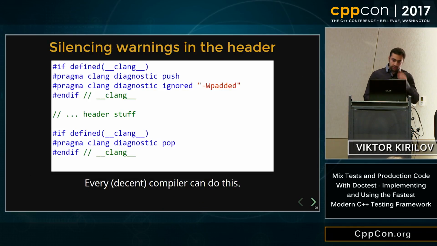So the Doctest header originally produced some warnings, like some internal structure is padded. And that's not a bad warning, it's a diagnostic message. And I still wanted to silence these from the header. So each decent compiler nowadays supports a diagnostic stack to which you can push, say that you ignore something, and then pop at the end. So I've surrounded everything in my header with such pushing and popping for different compilers to silence the most problematic warnings.